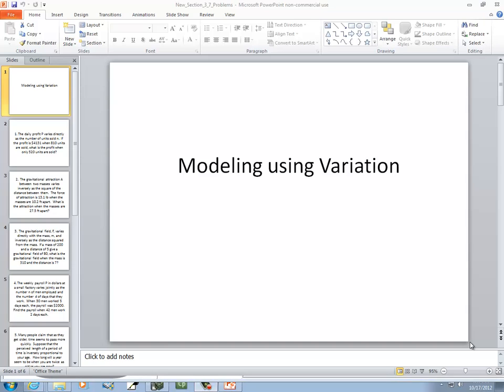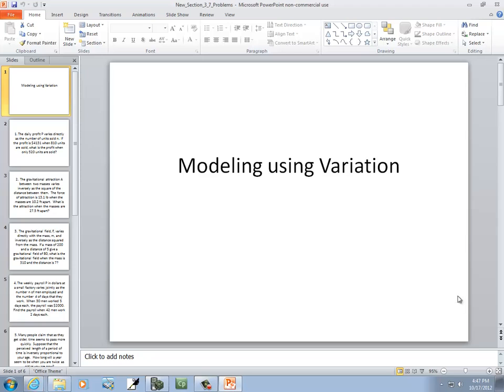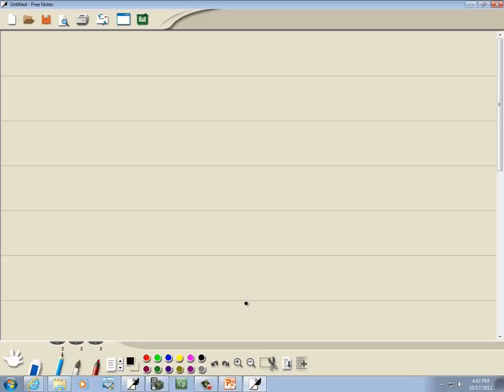Let's take a look at modeling using variation. I guess I better get my tablet up and running. And let's take a look at the steps for solving variation problems.